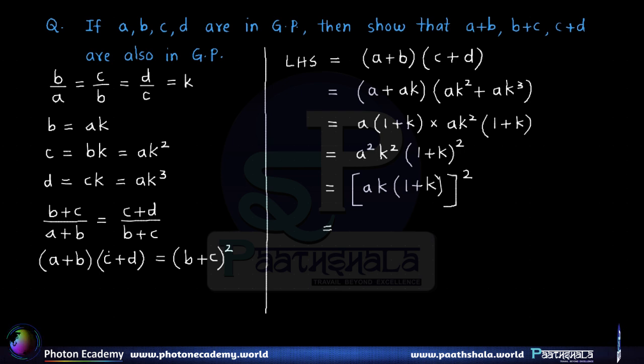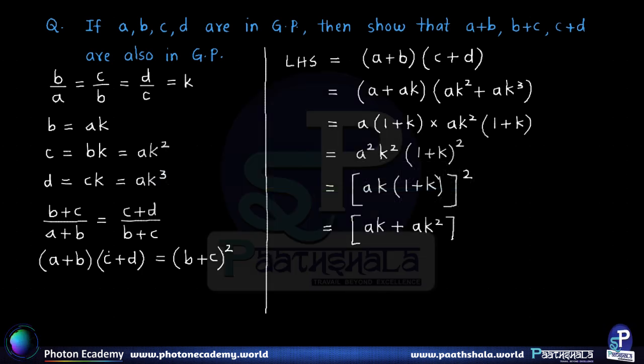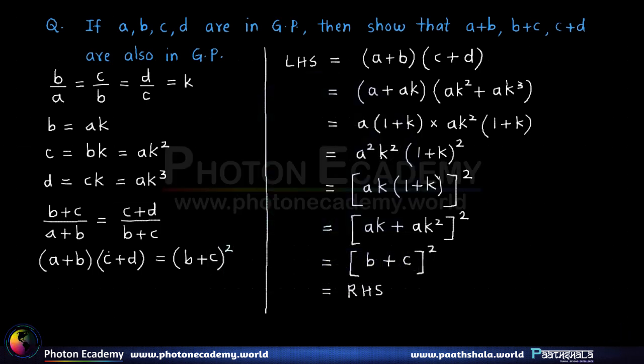So the only last step is to somehow get B plus C. And we know that B is AK and C is AK square. So when we do the multiplication inside the square bracket, we will get AK plus AK square the whole square, and hence finally AK is nothing but B and AK square is nothing but C. So we get B plus C the whole square, which is RHS. Therefore it's proved that A plus B, B plus C and C plus D are also in GP.